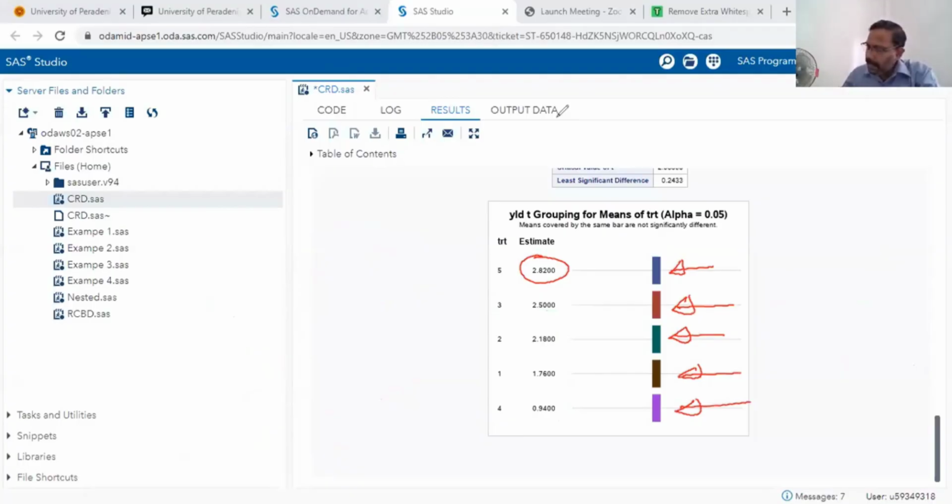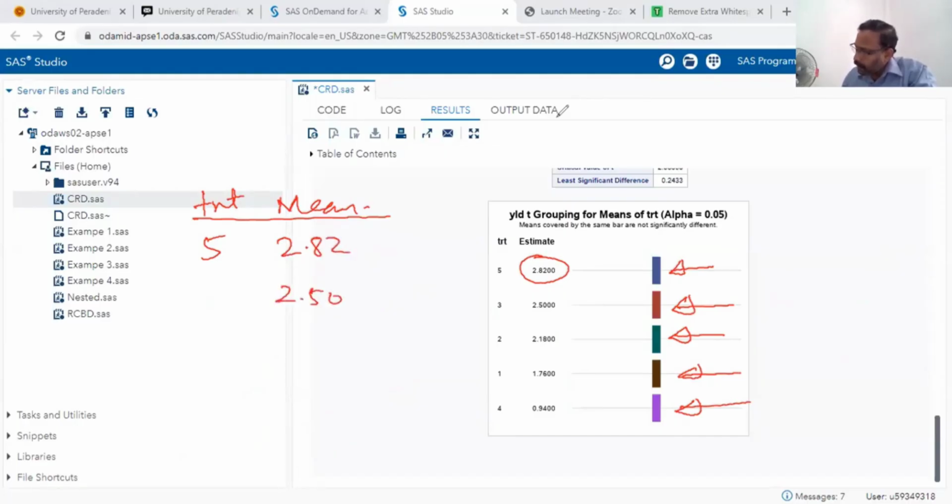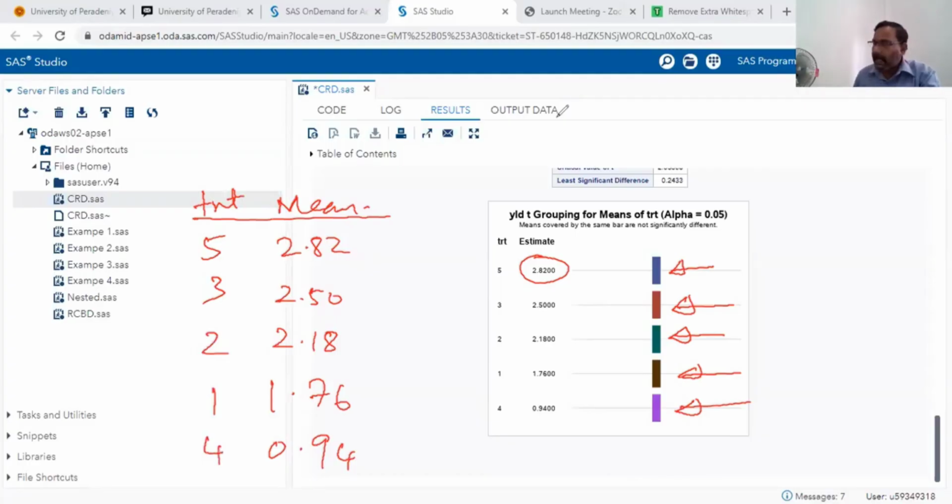So when you write the report, you write the mean here. I will simply write, not all decimals, 2.82. This is 2.50. The next one 2.18. Next one 1.76. Then 0.94 for treatment 3. And 2.14. I have rewritten them there.